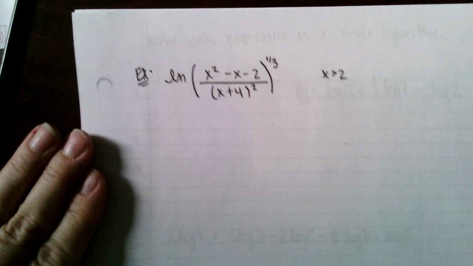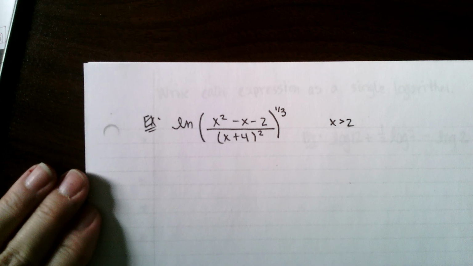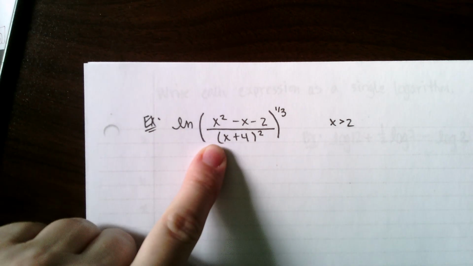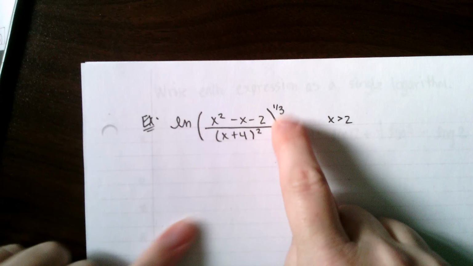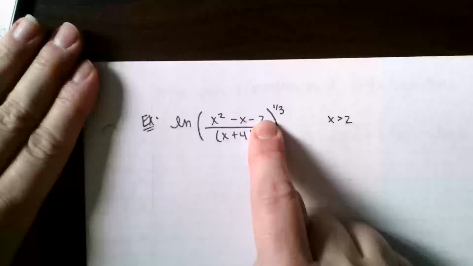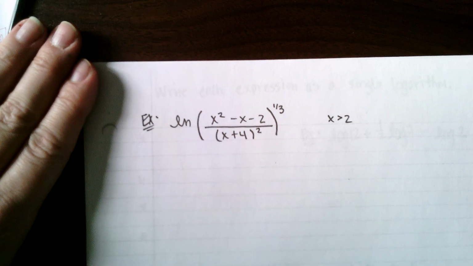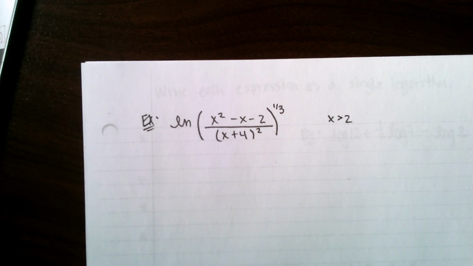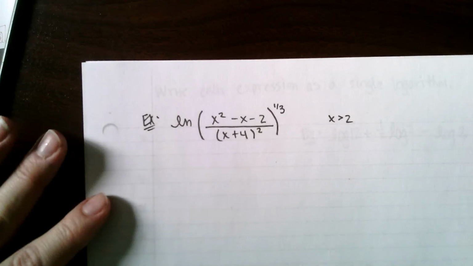So here we've got the natural log of this whole thing to the 1/3 power. And then we have x squared minus x minus 2 in the numerator and x plus 4 squared in the denominator. So I do want to look at a couple of different ways that we can approach this problem.